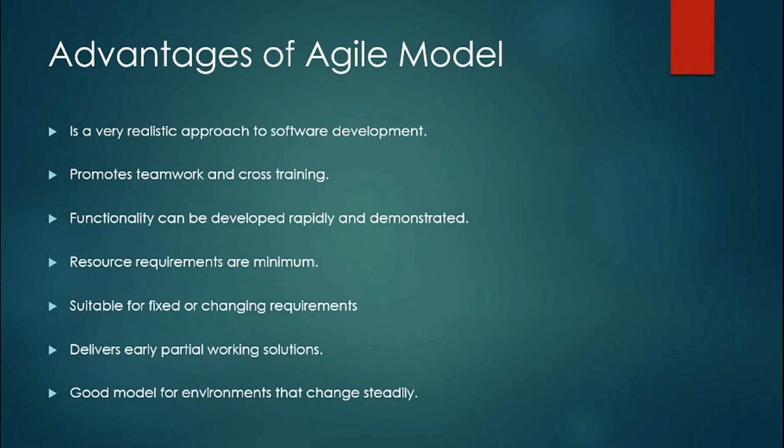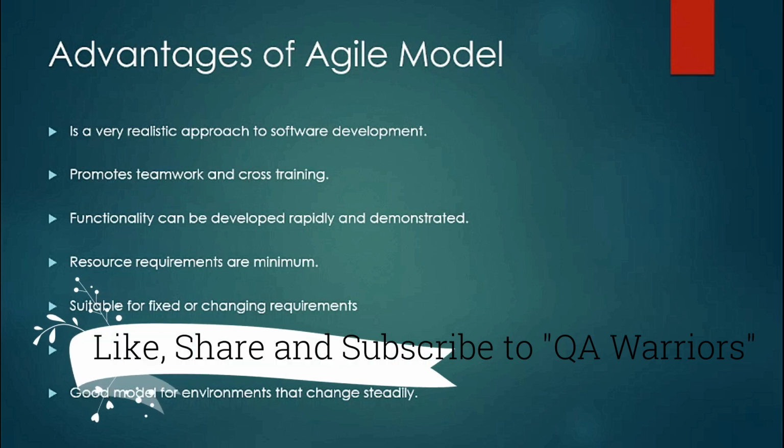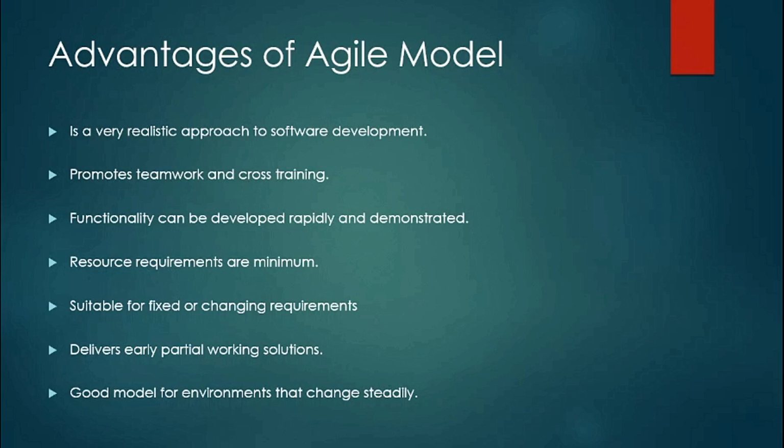Now let's understand the advantages of the agile model. Agile is a very realistic approach to software development. It promotes teamwork and cross training. Functionality can be developed rapidly and demonstrated. So whatever functionality you are developing, you need to showcase it to the customer to get feedback on whether any modification or changes are required. If not, then we can continue with whatever stories are assigned in that particular sprint. Also, resource requirements are minimum, it is suitable for fixed or changing requirements, and it delivers early partial working solutions. Also, it is a good model for environments that change steadily. This is all about the advantages of the agile model.